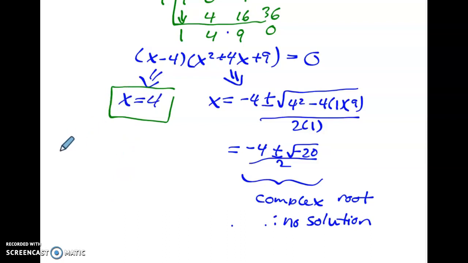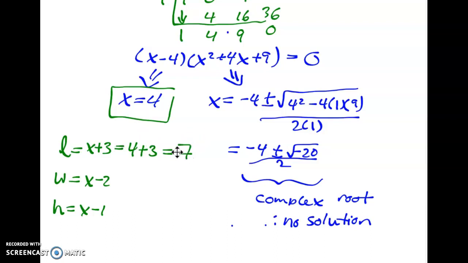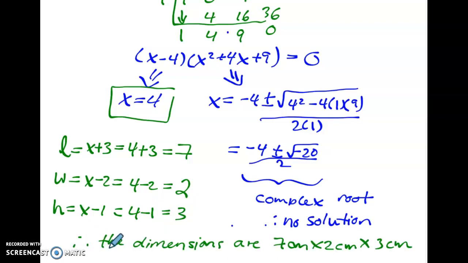They also wanted us to find the dimensions. So we need length, width, and height. So length was x plus 3, width was x minus 2, and height was x minus 1. So I'm just going to plug in the 4 there to get a length of 7, a width of 2, and a height of 3. So the dimensions of this box are 7 centimeters by 2 centimeters by 3 centimeters.